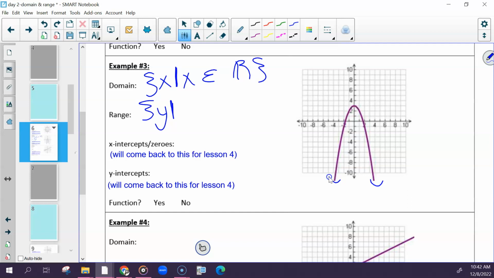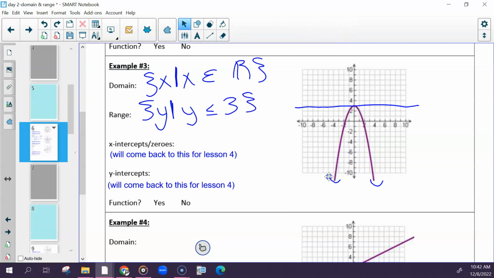For our range, let's do this real quickly. What is our lowest point? Do we know what it is? No. What about our highest point? 3. So if it's everything below 3, how would we write that? Just like that. Alright, we'll answer if this is a function and do more when we get back. Was that a function? Yes.